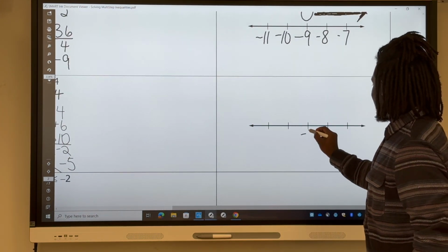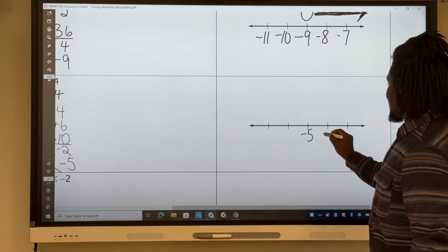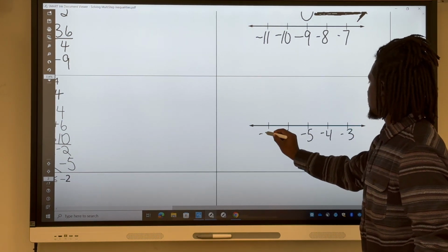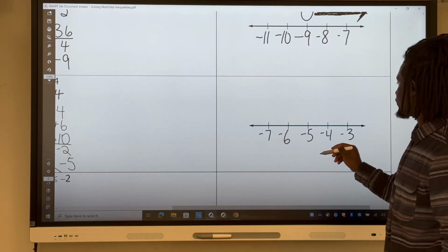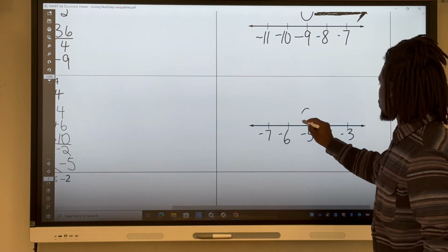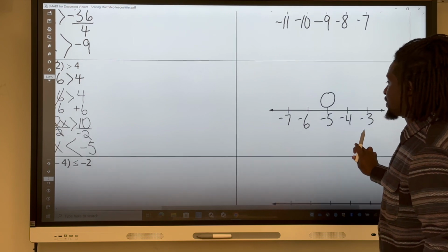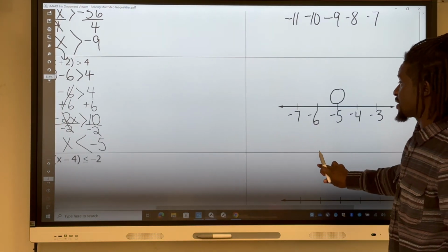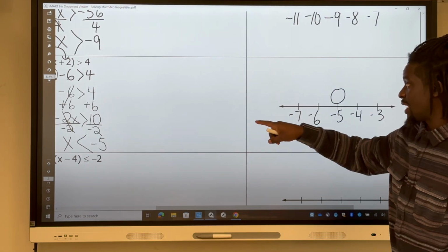So I'm going to put the negative 5 here. Then this should be negative 4, negative 3, negative 6, negative 7. I'm going to put a circle, and it is open because it's not equal to. And then, again, my answer was x is less than negative 5.